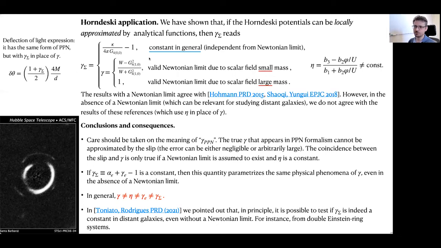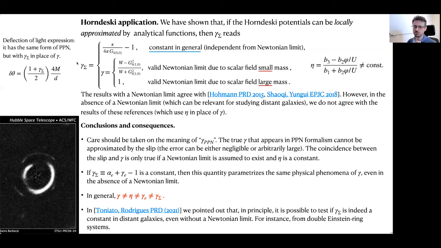And here are the expressions. These two expressions here, when the Newtonian limit is valid, appeared before in these two works here, and we agree exactly with their results. However, these two works argue that when there is no valid Newtonian limit, which is a possibility in a distant galaxy, they argue that one should use the slip in place of gamma. As we say here, no, we don't agree with that.